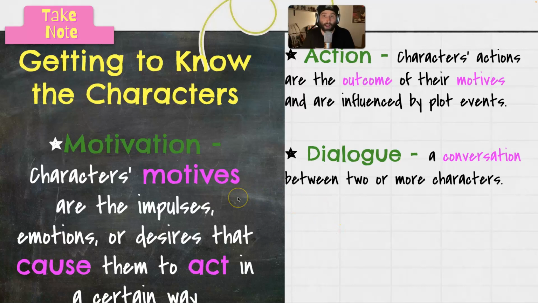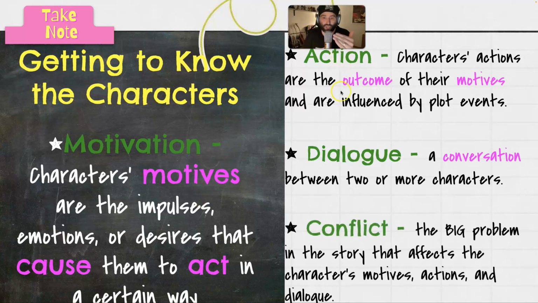All right. So early in a story, we learn a character's motivation, why he or she acts the way she does. And then that's going to move us into the rest of the story with action, dialogue, and conflict. And so with action, characters' actions are the outcome of their motives, and they're influenced by plot events, right? So this motivation moves us into our action, what characters do and why they do those things that they do.